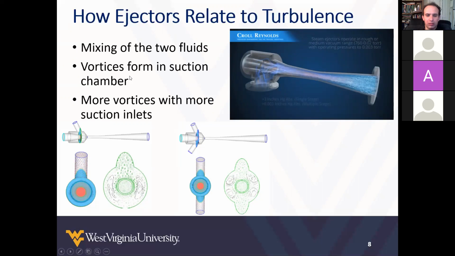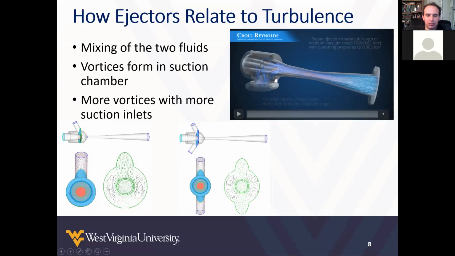Also, vortices can form in the suction chamber, which I'm going to better picture down here. There was one study that I found where they compared the suction inlet angle as well as increasing the number of suction inlets. And they found, kind of as expected, that the number of vortices increases as you increase the number of suction inlets. I thought that was pretty interesting. That's kind of shown here. This is with one suction inlet. You can see the vortices form here. There were two on either side. And then when they added another suction inlet, it doubled.